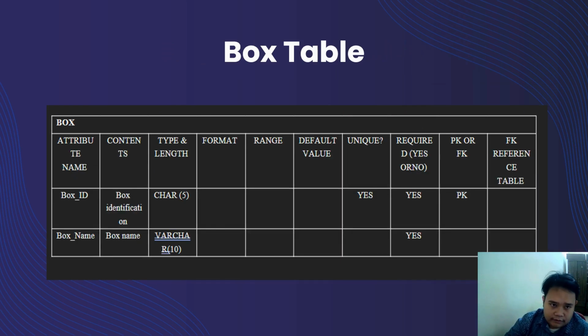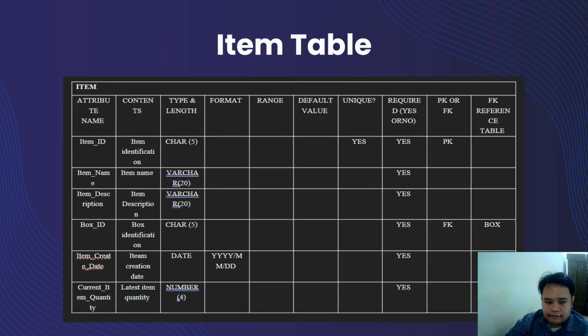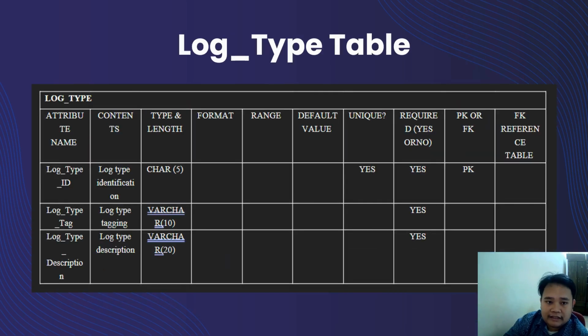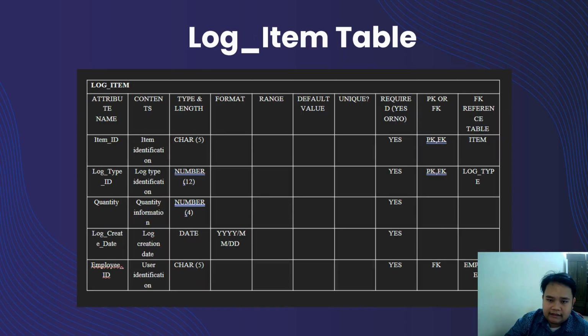Data dictionary for the box table. This is for the item table, and this is for the log type table. And lastly is the data dictionary for the log item table.